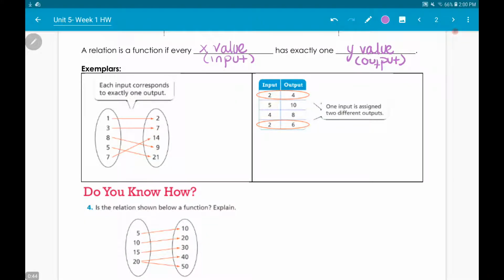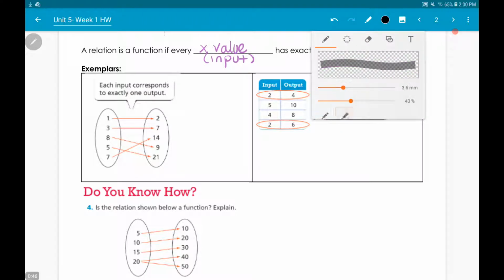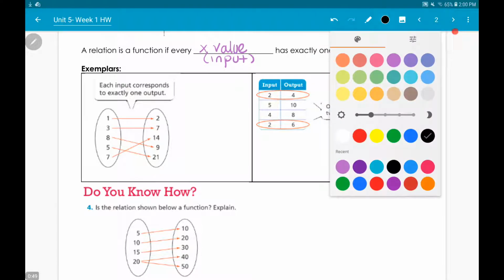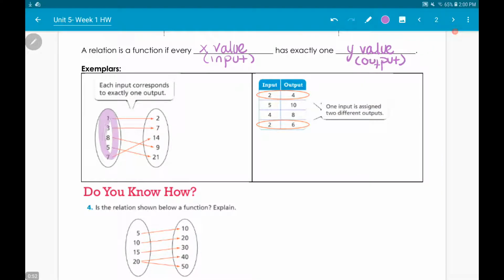All right, so let's look at these exemplars. First thing I'm figuring out when it's a function or not a function is my x values repeating. So I take a look at my x values, which is always going to be on the left of our diagram. And I look, I have 1, 3, 8, 5 to 7. Each one has only one output because I look at my arrows and it only goes to one number. So this is a function.